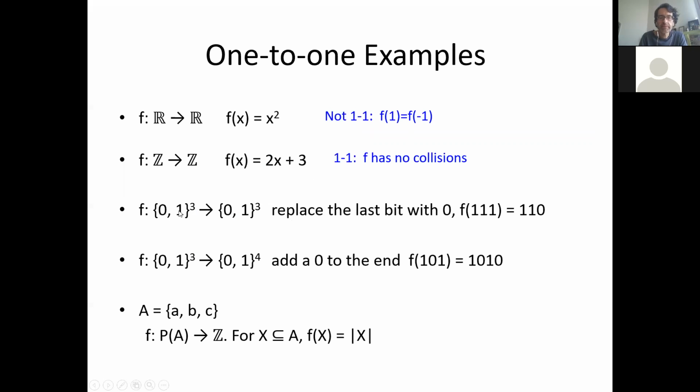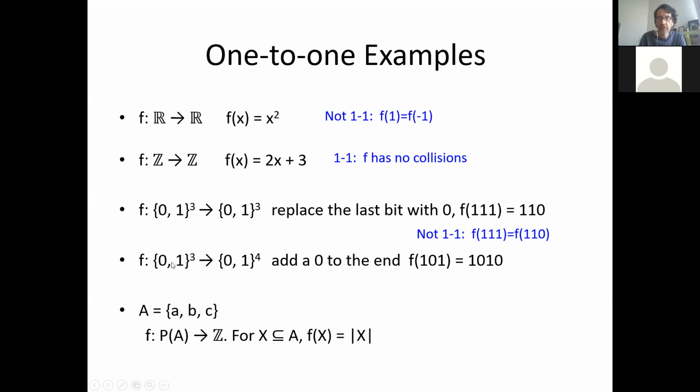A function that takes a bit string of length 3 and outputs another bit string of length 3, where the function is: take a bit string and replace the last bit with a 0. So take a bit string and kick out the last bit and stick a 0 in its place. Is this function one-to-one? No, because it has collisions, right? So if I take these two bit strings, they will both map to 110 because I kick out the last bit, I replace it with 0, right?